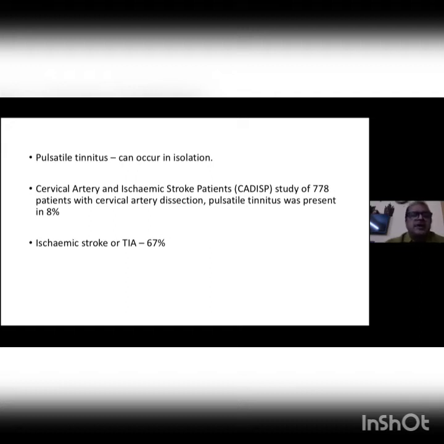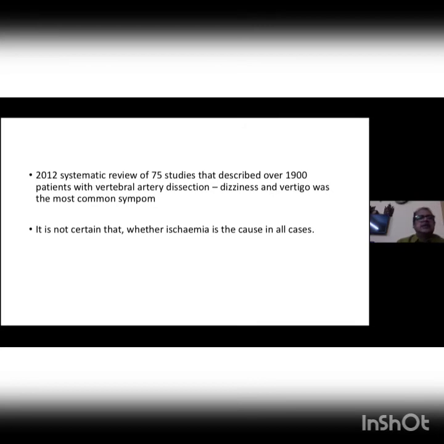Ischemic stroke or TIA happens in 67% of the patients with craniocervical dissection. In a 2012 systematic review of 75 studies that described 1,900 patients with vertebral artery dissection, dizziness and vertigo was the most common presentation. It is not certain whether ischemia is the cause in all cases. There are times you don't have any posterior circulation stroke presentation. They can have only dizziness, vertigo, and neck pain, as I was telling initially, and it can be the presenting manifestation of the vertebral artery dissection.